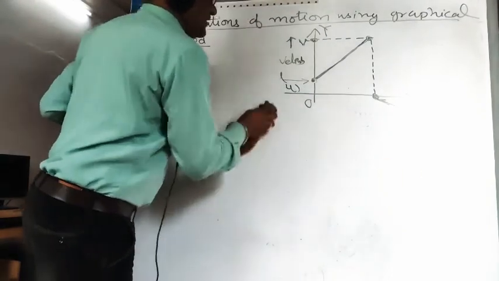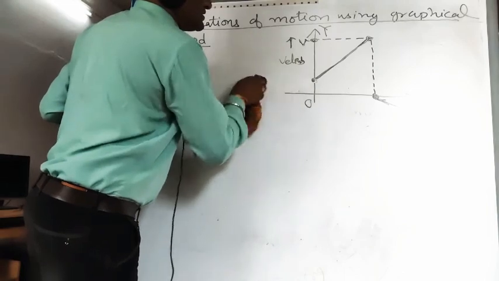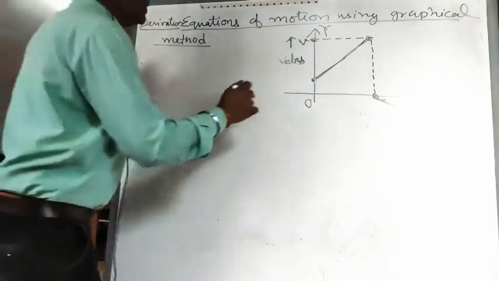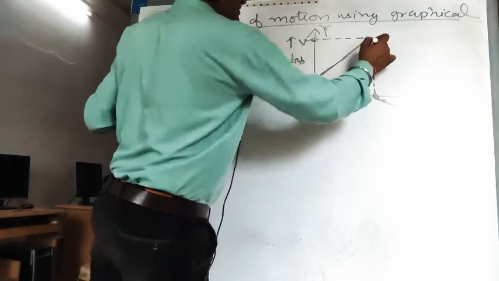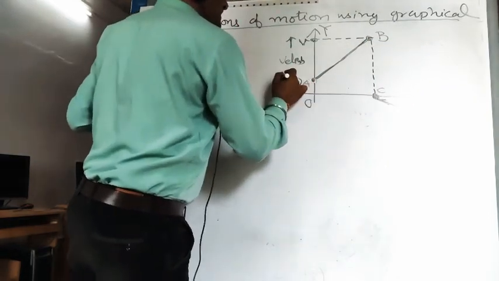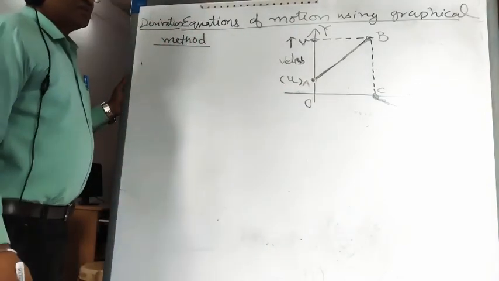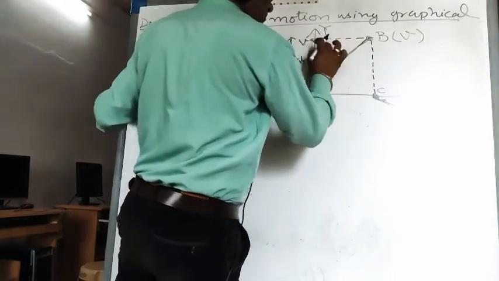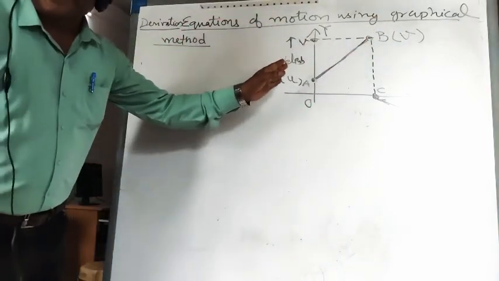Now consider this graph again. Look at this graph carefully. This point is represented by capital A. This is represented by B. This is represented by C. The point A corresponds to the initial velocity u, while point B corresponds to the final velocity v.